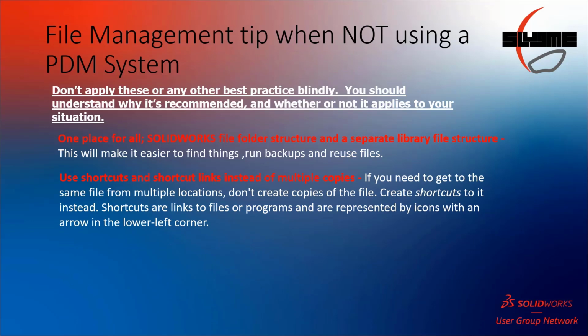Use shortcuts and shortcut links instead of multiple copies. Link to a file. That's okay. Use the same screw in 5,000 assemblies instead of making 5,000 of the same screw. If you need to get to the same file from multiple locations, don't create copies of the file, create a shortcut to it. Shortcuts are links to the files or programs that are represented by icons with a little up arrow in the lower left corner.